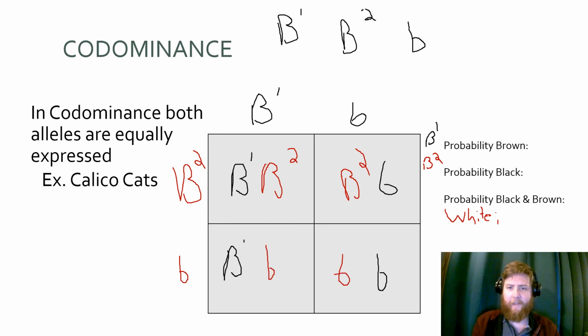Okay, so looking at this, the probability of brown. Now, brown is B1 or B1 and a little b. There's one of these here, so it's 1 out of 4. The probability of black looks the same, but it has the B2 instead, 1 out of 4. The probability that has both black and brown is also 1 out of 4. And the probability that it's white is 1 out of 4 as well. So all of these have the same probability in this particular cross.